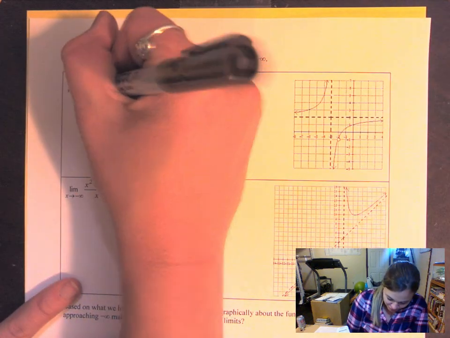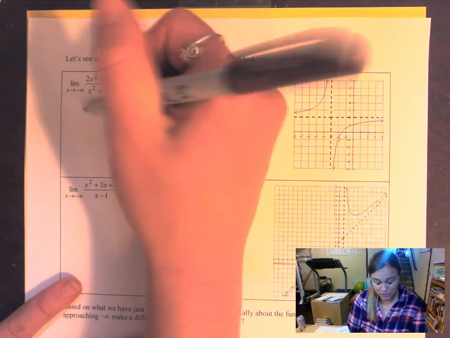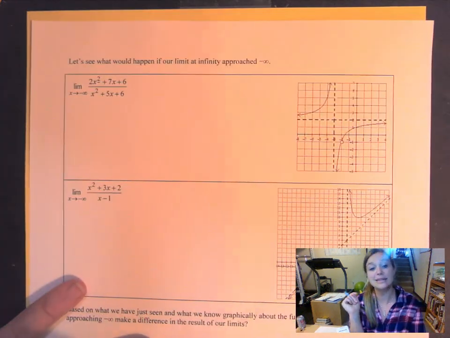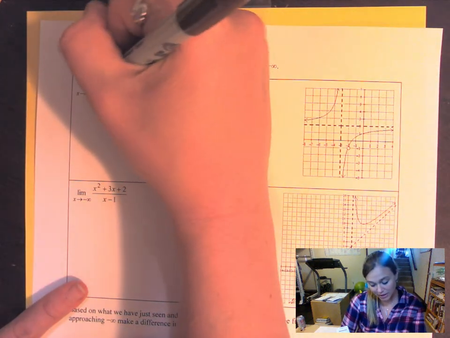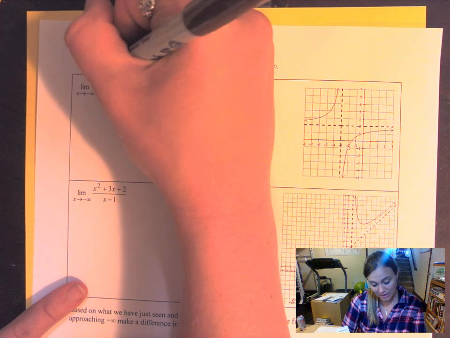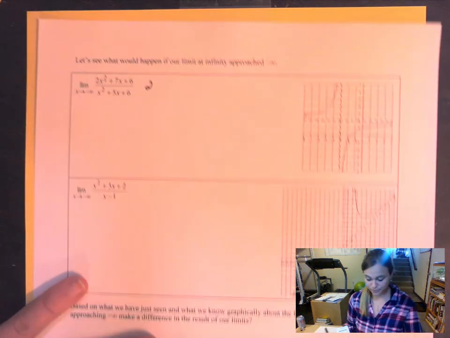I can see here that the ratio of the coefficients is the same. Let me back up. I can see the degree in the numerator and the degree in the denominator are the same, which means to find the limit as x approaches infinity or negative infinity, I take the ratio of the coefficients. And I would get 2.